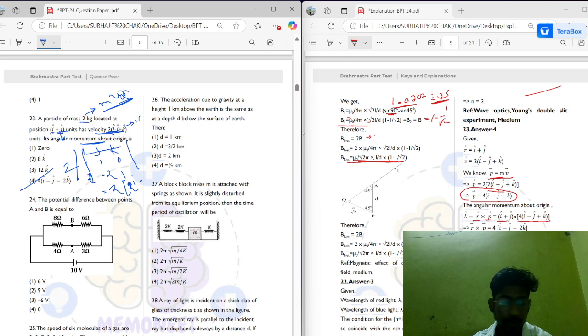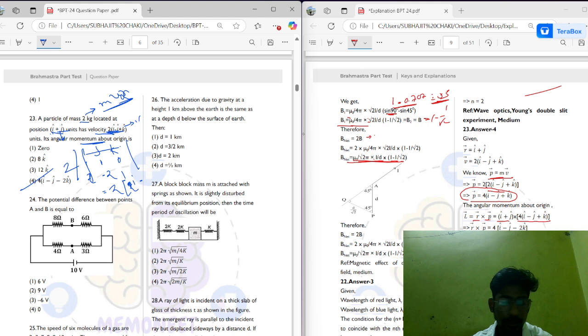So g' and g'', they are equal to each other. That means 1 minus d by R equals 1 minus 2 by R, right? The 1 cancels out, d equals 2 only, therefore d equals 2 kilometers only.